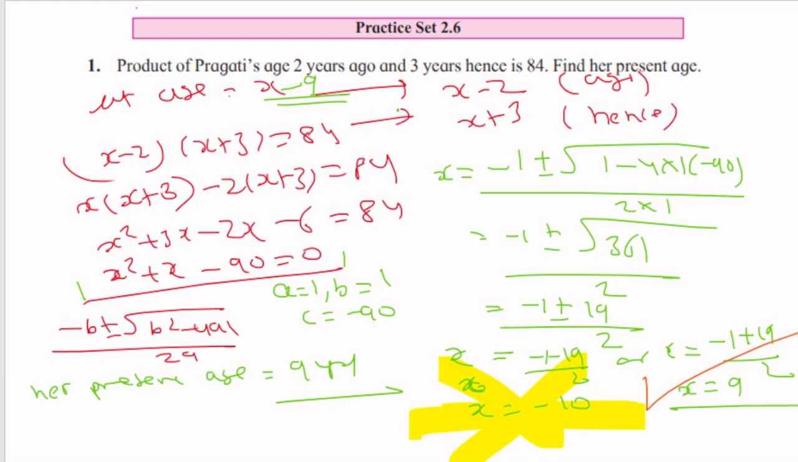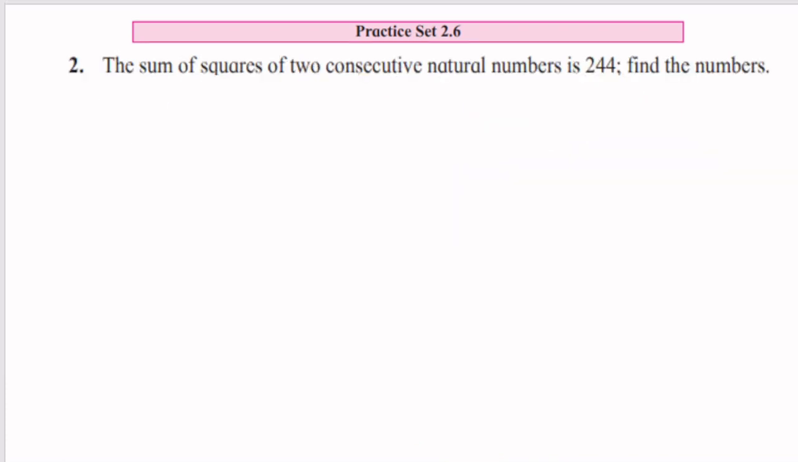You want to verify? You can check: 2 years before is 7, and 9 plus 3 is 12. 12 into 7 is 84. Hence verified. Simple. You have to read the problem to make it simple. Let's jump over to question number 2 and read the problem first. The sum of squares of two consecutive natural numbers is 244.